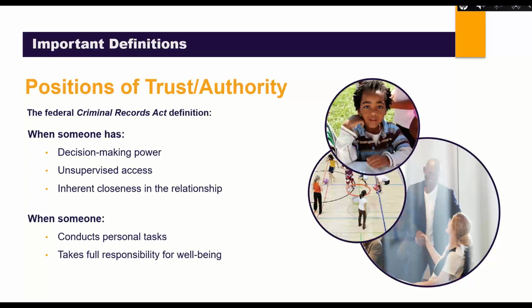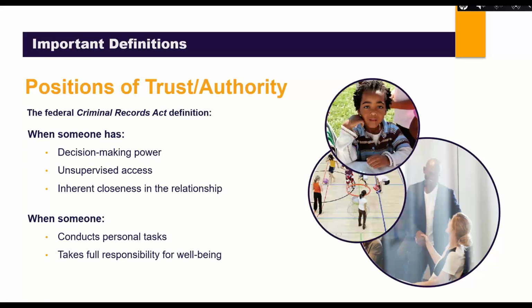So within that definition of vulnerable person, it says a position of trust or authority. So we also want to define that term as well. The definition of a position of trust and authority can be subjective and can be based on opinion, but there are some common factors that help to determine if someone is in a position of trust or authority. So the first is decision-making power over a vulnerable person.